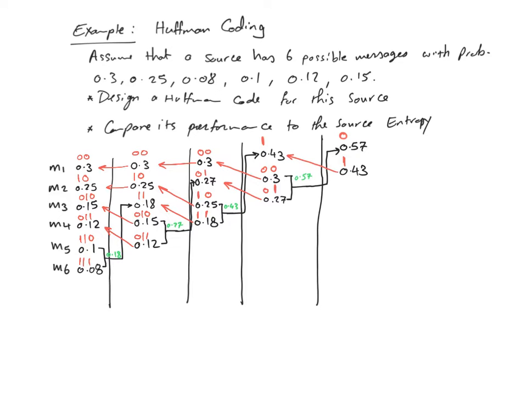And you end up with your encoded messages as M1, M2, M3, M4, M5, M6 with the bit allocations 0, 0, 1, 0, 0, 1, 0, 0, 1, 1, 1, 1, 0, and then last 1, 1, 1. These are my Huffman encoded messages. So if I want to send M1, I'm going to send 0, 0. If I want to send M2, I'm going to send 1, 0, and so on.